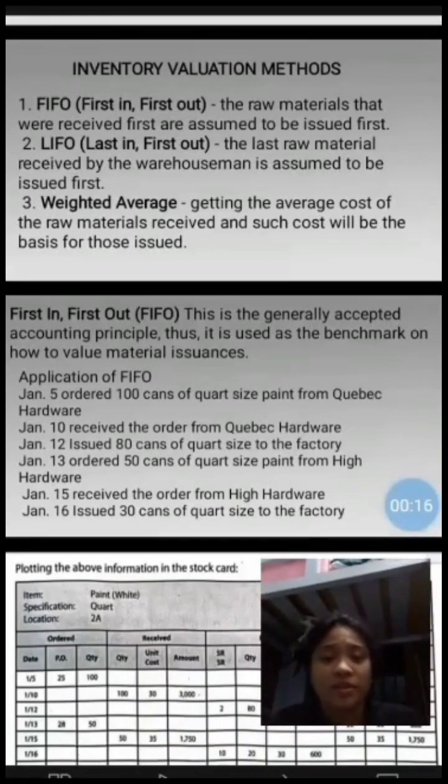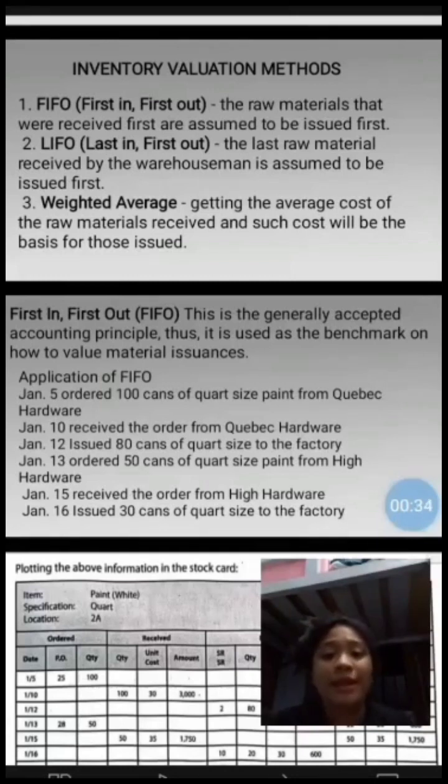Inventory evaluation methods. Number 1, FIFO, or first in, first out. The raw materials that were received first are assumed to be issued first. So, ang sa FIFO, or the first in, first out, is kung unsa may unan nimo nabutang sa imong inventory, mo to'y unan nimo ibaligya.